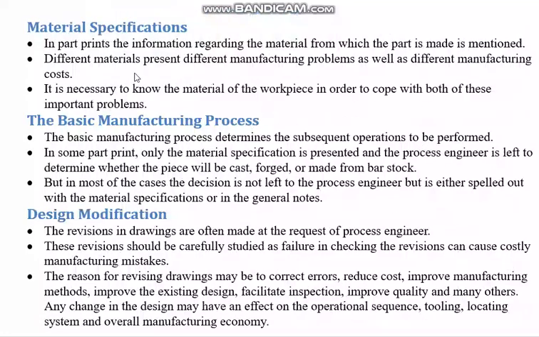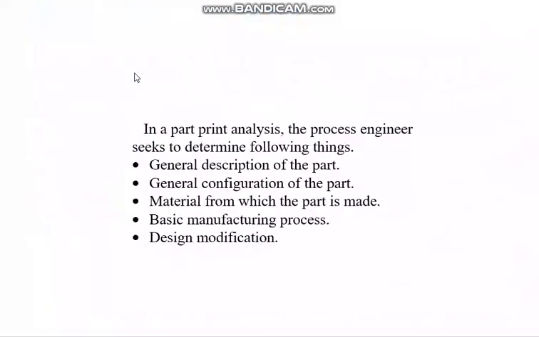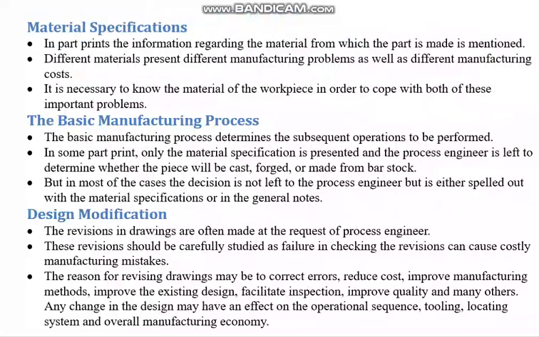Okay, now we were seeing these things: general description of the part, general configuration, then the material from which the part is made, and basic manufacturing process and design modifications. We have seen the first two, the general description from the title block itself. You will come to know on the drawing. The general configuration is the shape and size of the part, the weight of the part, and all these things you will know. Now the third thing that we need to know is the material specifications.